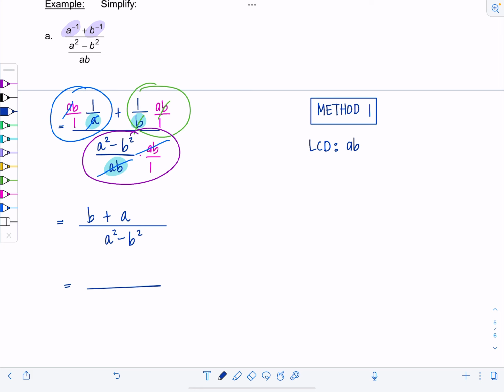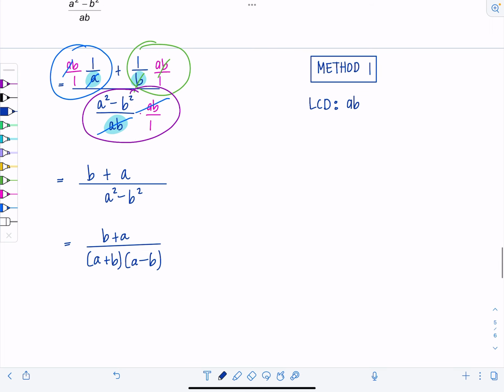B plus a. Denominator, a squared minus b squared. You can factor that into a plus b times a minus b. And keep in mind, since addition is commutative, the order doesn't matter. A plus b and b plus a are the same factors. These cancel out. Don't forget though, you still have that 1 in the numerator when everything cancels out from upstairs. So your final answer is going to be 1 over a minus b.